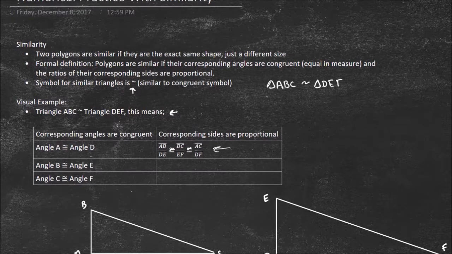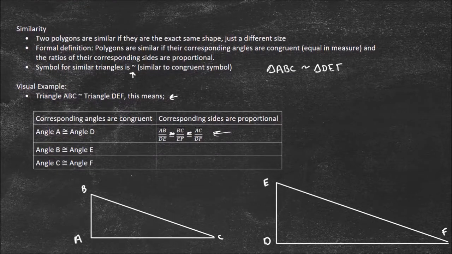Okay, so that was some numerical practice with similarity. Hopefully that's kind of making a little bit more sense now. So similarity, same shape, just a different size.